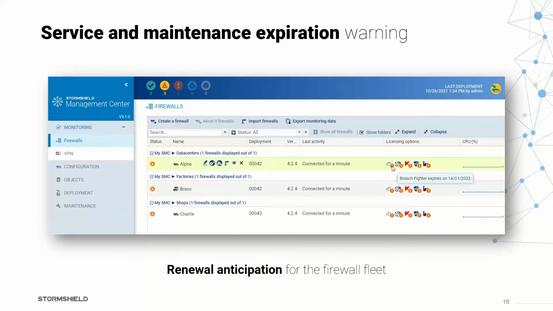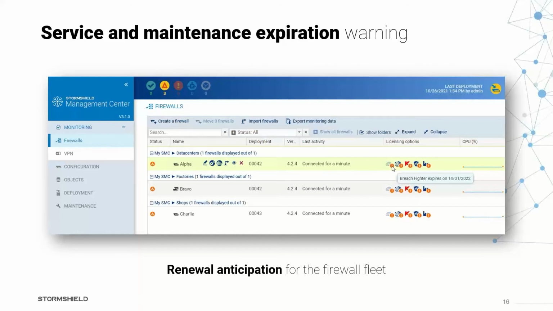And then the next feature is related to the service and maintenance expiration warning. SMC was already able to raise some alerts when the maintenance and the license options of SNS expired. However, it was quite complicated to anticipate the expiration because the alert was raised only when the date had come with the expiration.